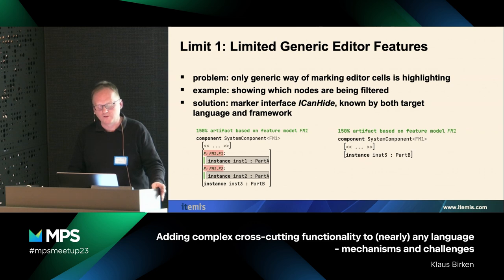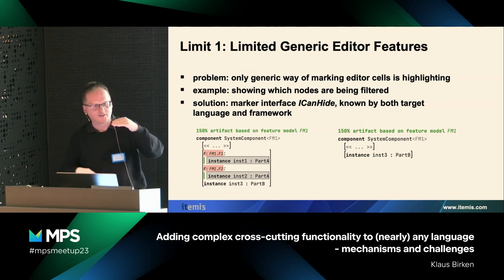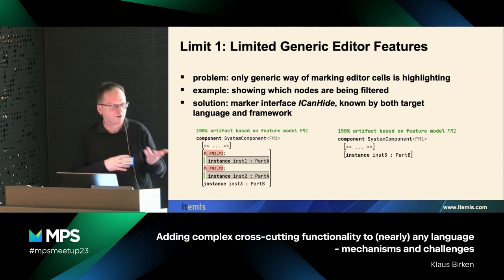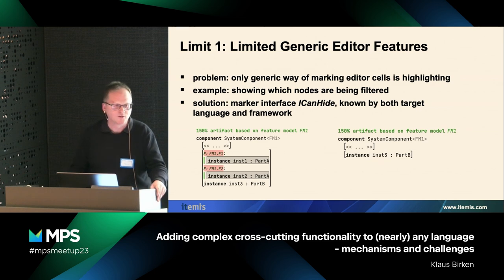So how we solved it, we created an interface, I can hide, which is not in our framework, but in some common layer, so I should put it on the very bottom, in some common open source platform layer. I don't remember, I think MPS extensions. Yeah. And so this interface can be used to switch the visibility of something in your model. Yeah. This is more generic than talking about variability. So this was our trick kind of to solve this.